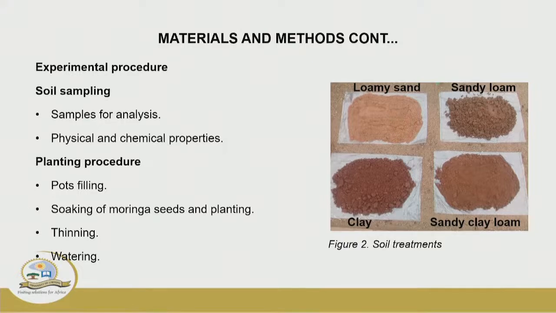The samples were drawn from our soil treatments for analysis. For physical properties, we used the particle size distribution, and the chemical properties determined were soil pH, nitrogen, phosphorus, and potassium. Prior to planting, pots were filled with soils according to the treatments, and they were planted using seeds, which were soaked 24 hours before planting. Thinning was done 14 days after emergence. Watering was done to field capacity on the day of planting, and going forward, they were irrigated on the second day from the previous irrigation.